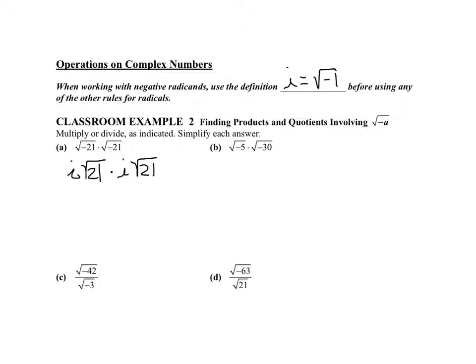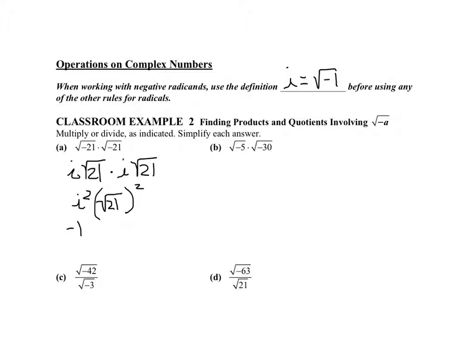And if I multiply the i times i, that would give me i squared. And then I would have the square root of 21 times the square root of 21, which is the square root of 21 squared. So all I'm doing is reorganizing the order of my multiplication from the first step to this one. But now I can do some evaluating. By definition, what did we discover that i squared is equal to? Negative 1.